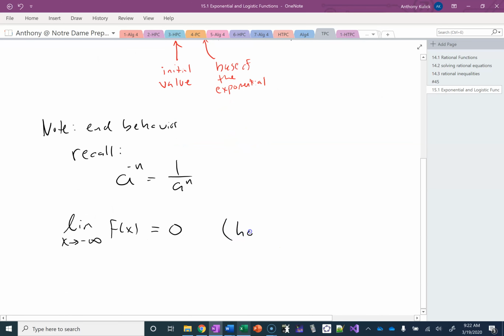So what this means is that we have a horizontal asymptote for all these exponential functions. And if they're written in the form a times b to the x, then that horizontal asymptote is at 0.